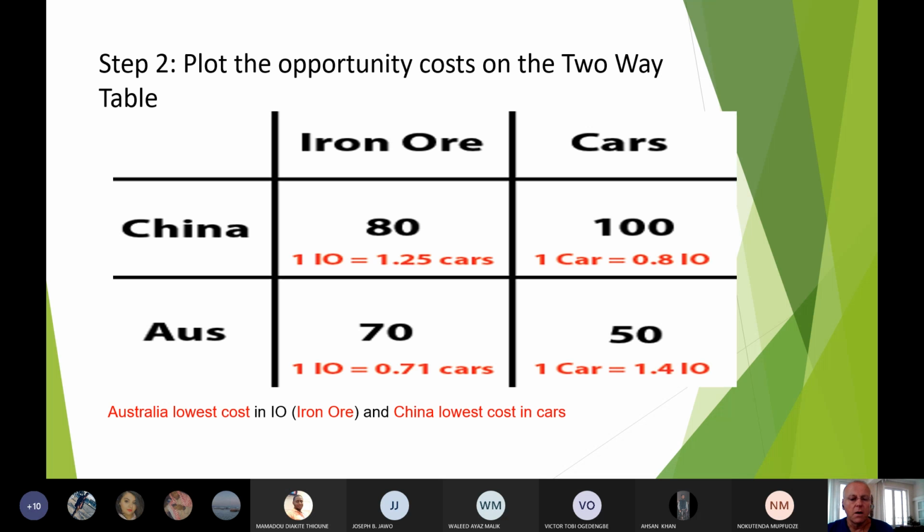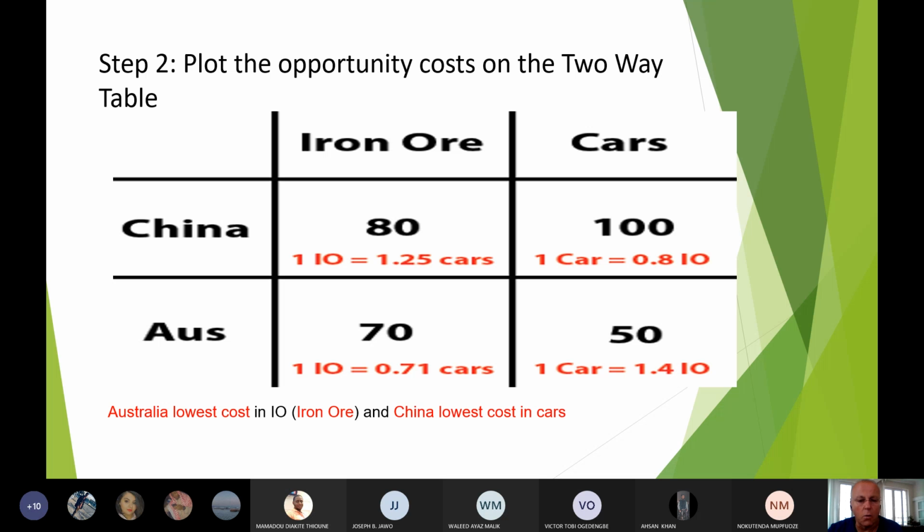Then we are putting this into the table to be able to understand. Then we are looking at this opportunity cost at the product level. You are going to concentrate on the goods, not the inputs. Then iron ore and car production in China and Australia will be: in China, 1 iron ore is equal to 1.25 cars, and 1 car is equal to 0.80 iron ore. And when you look at Australia, 1 iron ore makes 0.71 cars, and 1 car makes 1.40 iron ore.